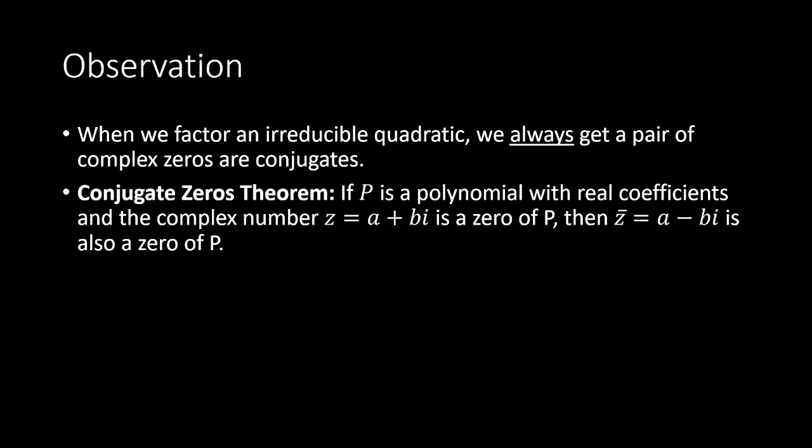Okay. When we factor an irreducible quadratic, we always get a pair of complex zeros or conjugates. So this leads to the complex zeros theorem. If P is a polynomial with real coefficients and the complex number z, a plus bi, is a zero of P, then z bar, or a minus bi, is also a zero of P. This is what they're saying. If you have a complex number a plus bi as a zero, then a minus bi is also a zero, because complex zeros are conjugates. You have a positive version and a negative version.